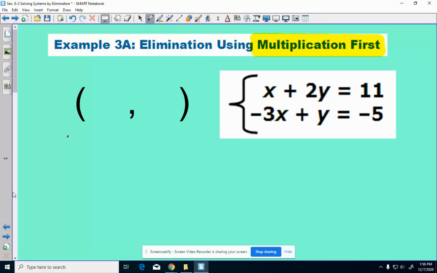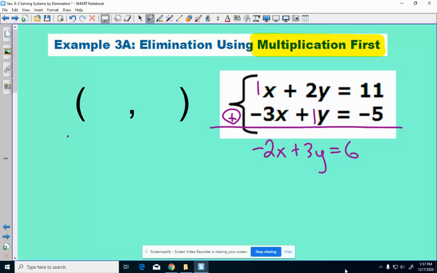Okay, if we just run through this for a second, if I tried to add these two things together, 1 and a negative 3, that would leave me with negative 2x. 2 plus 1 more, that would leave me with 3y. And 11 plus a negative 5 would leave me with 6. I still have two variables. I still have x's and y's. I didn't get anywhere. I didn't eliminate anything. So adding, not the right idea.